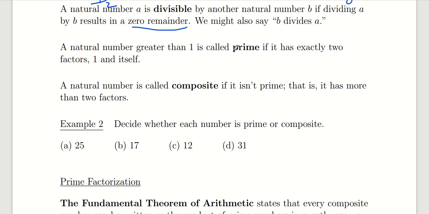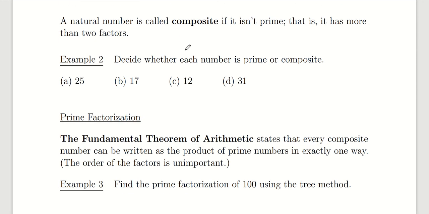We've already come to the notion of prime. We said that a number is prime if it has exactly 2 factors, namely the numbers 1 and itself. A number that is not prime, i.e. a number that has more than 2 factors, is called a composite number. The natural numbers can be broken into these 2 categories. Every natural number is either a prime number or it is a composite number.